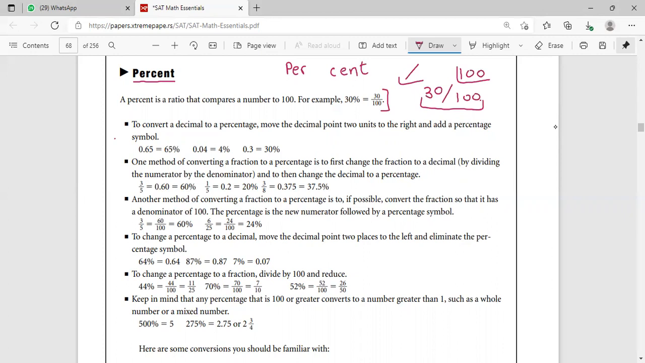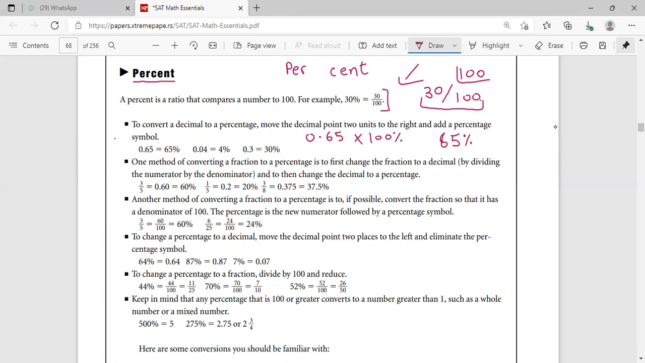Okay, so to convert a decimal to a percentage, move the decimal point 2 units to the right and add a percent symbol. Okay, let's leave this. Let's talk about our own example. So let's say we have 0.65, and we want to know how it would look if we talk about the percentage. We simply need to multiply it with 100%. Okay, this is a trick. You can write down 65%.